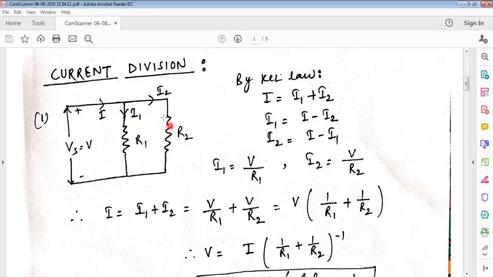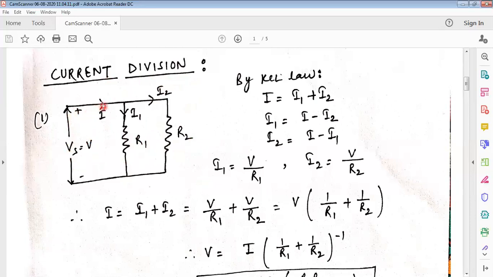This means that in your circuit, if many parallel branches and many currents are there, and you have to find the individual current with respect to your total current, then you can apply the current division rule. So let's derive the current division rule formula. Let's say I have taken this circuit here. In this circuit, two resistors R1 and R2 are connected in parallel, and the total voltage applied to the circuit, the source voltage Vs, is equal to V.